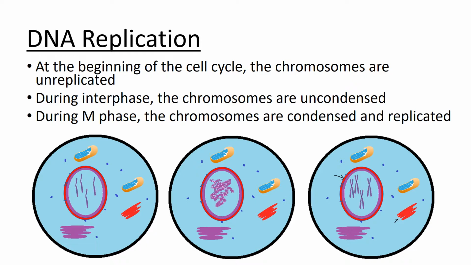And then during M phase, the chromosomes are condensed and replicated. That's that image on the right. And so this process of DNA replication that we're about to talk about, that's how the chromosomes went from the image on the left to the image on the right. That's how we ended up with sister chromatids, because of DNA replication.